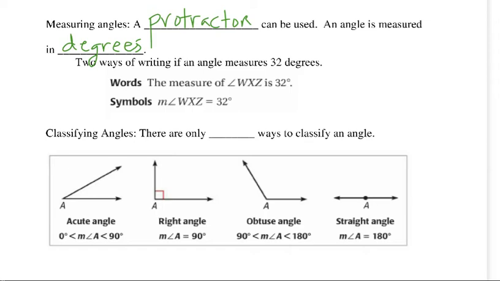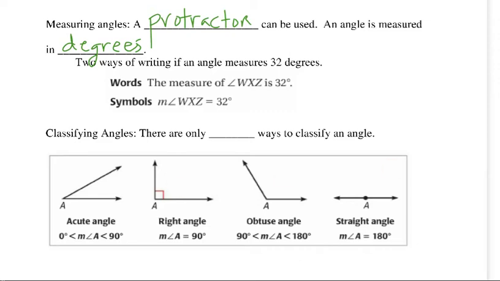So there are two ways of writing an angle. So we can say literally the measure of the angle is 32 degrees, or we could put this little m ahead of it, and that means that the measure of angle, so our angle symbol, so measure of angle WXZ equals 32 degrees. So next, for classifying angles, there are four different ways to classify an angle.